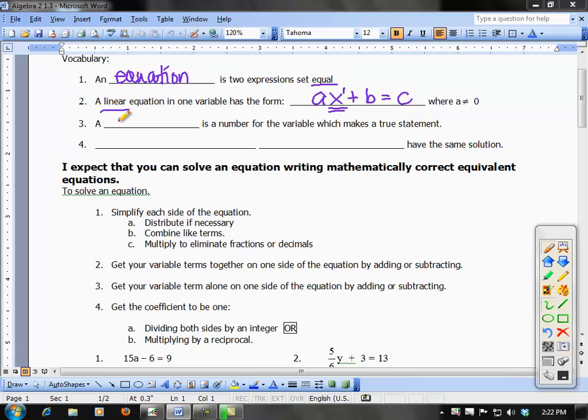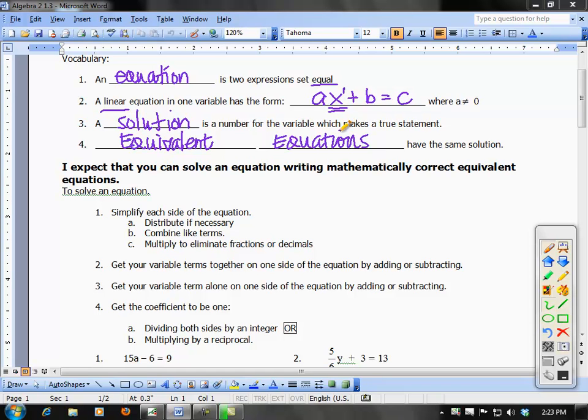A solution is the number that makes the equation true. So it's the number that you would plug in for your variable in order to make it a true statement. And the last one, equivalent equations. Let's make sure I spell that right. Equivalent equations are basically two equations which have the same answer or the same solution. So equivalent equations, okay? And we will show you some of that as we're going through.